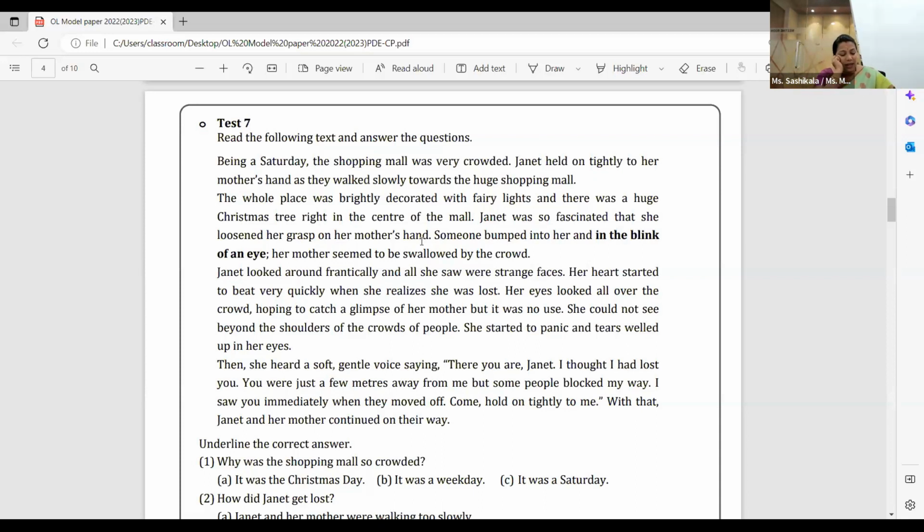Remember children, when they ask questions in a comprehension test, don't expect everything to be direct answers. Certain questions, maybe one or two, the answers will be given indirectly. Right? So when Janet realized she was lost, she felt scared. She did not feel calm. She did not feel surprised, but she felt scared.